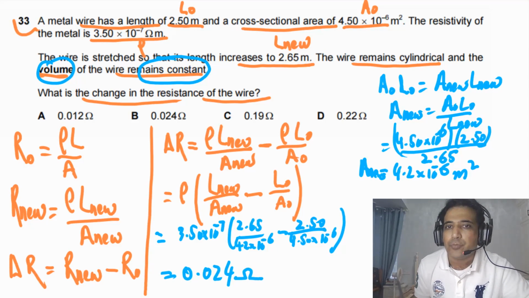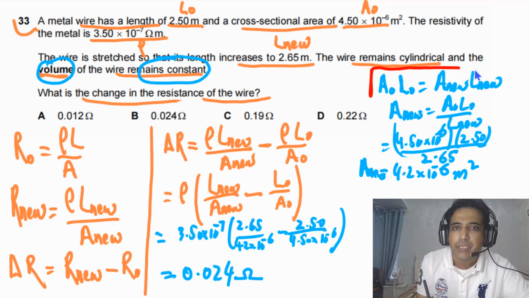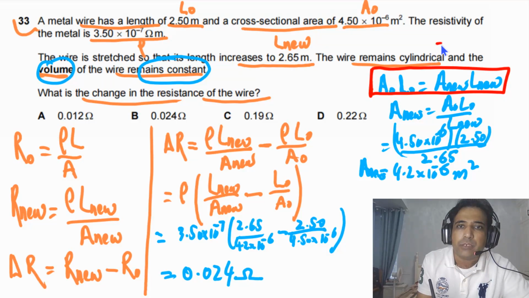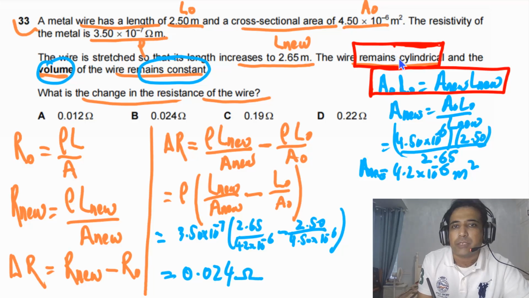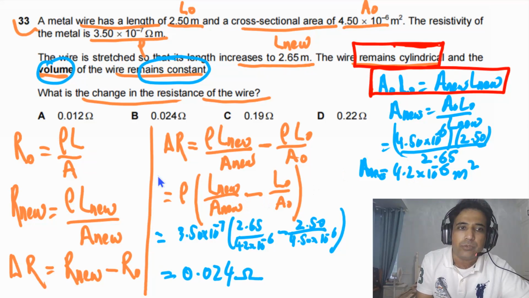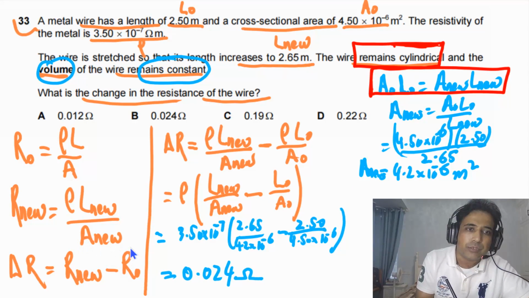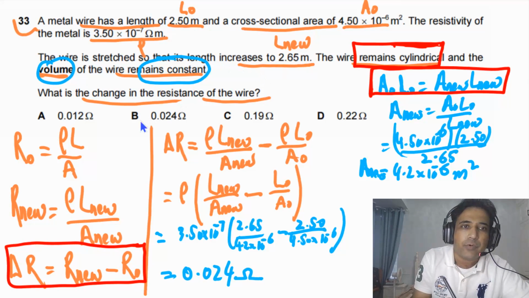There are a few points you need to understand. This is the main point: volume remains constant, and it also remains cylindrical. So these are two assumptions. So you can calculate A new, then simply you need to find the difference. So the answer for this question is B.